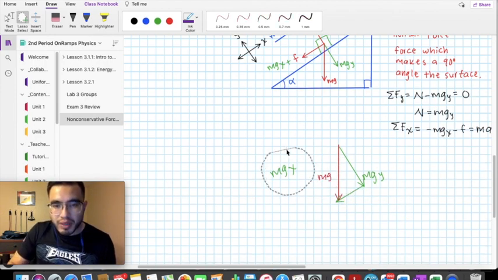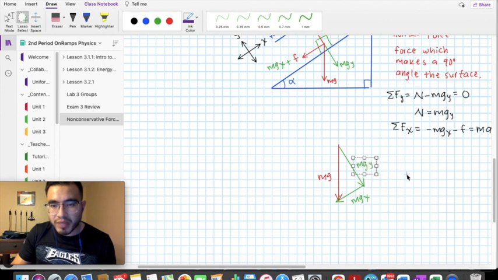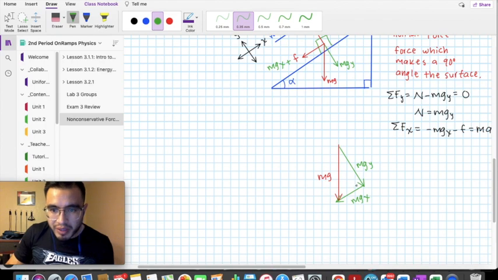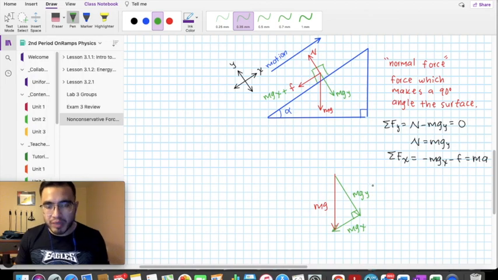And I'm going to move mg, and I'm going to move mgx. Let's make it a little bit smaller. I should also move mgy. There you go. Now, I'm sure you guys can see the 90-degree angle, which is here. Now, this triangle is a reflection of this one, right? So, where would alpha be? Well, this one's alpha.